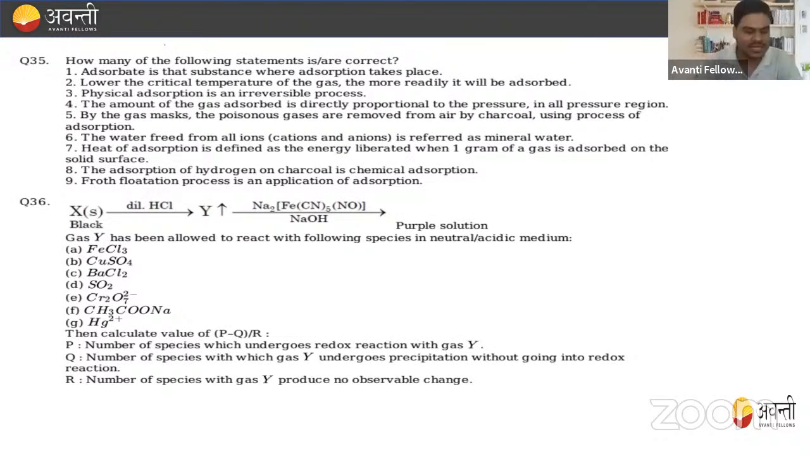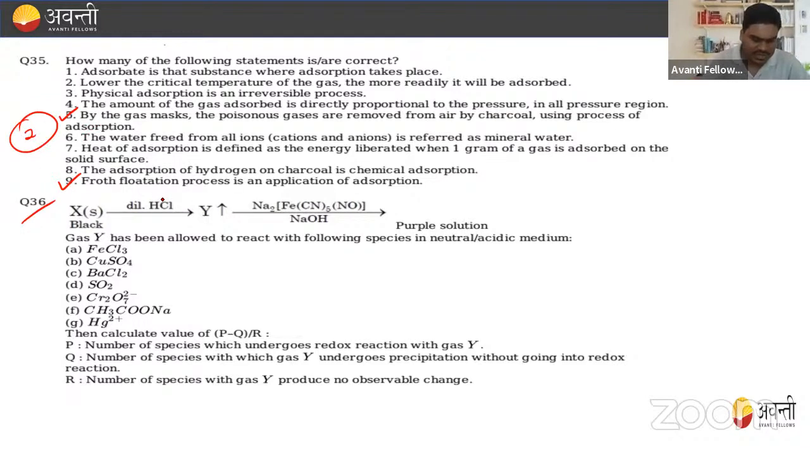Now, how many of the following statements are correct? You have to identify how many of the following statements are correct. This is from surface chemistry. Only the fifth and the ninth: poisonous gases are removed from air by charcoal using the process of adsorption, and the froth flotation process is an application of adsorption. So only two statements are correct.